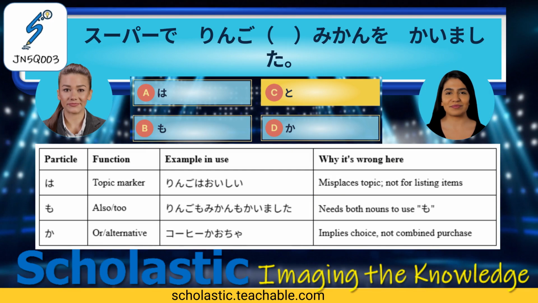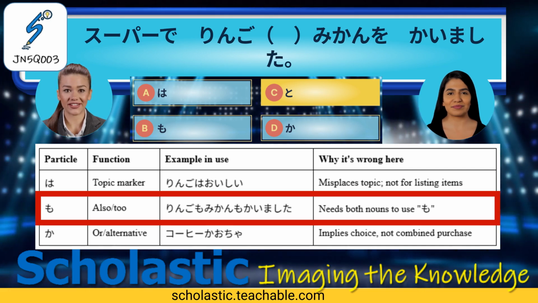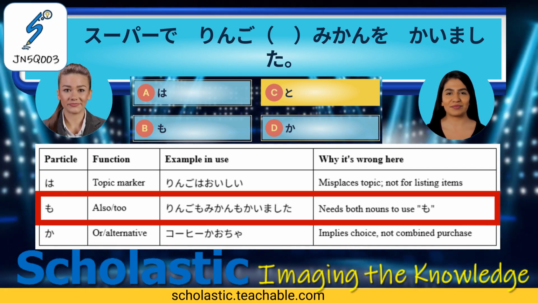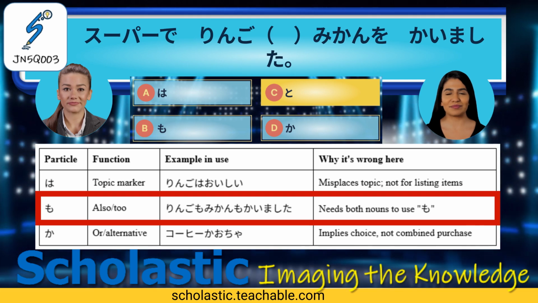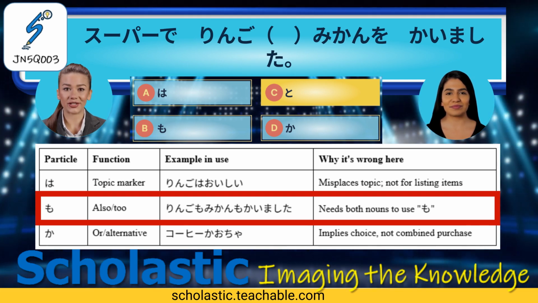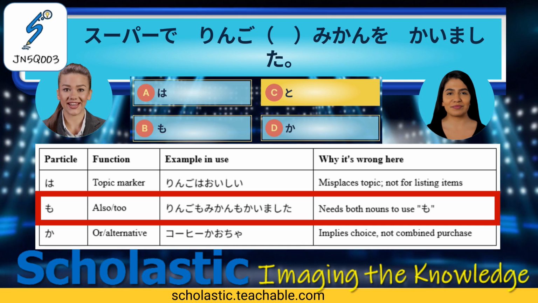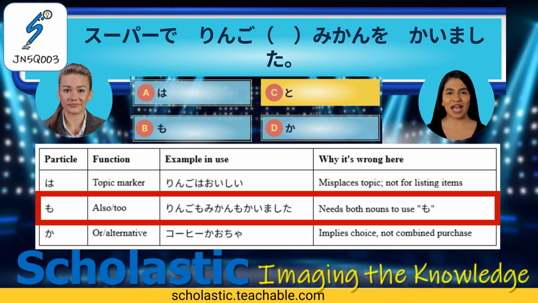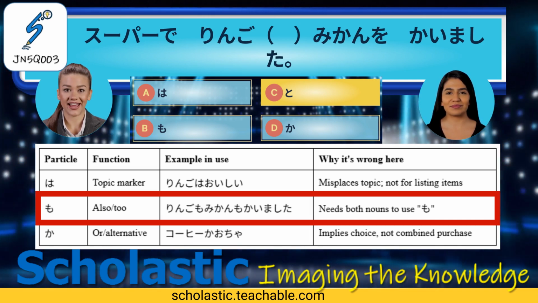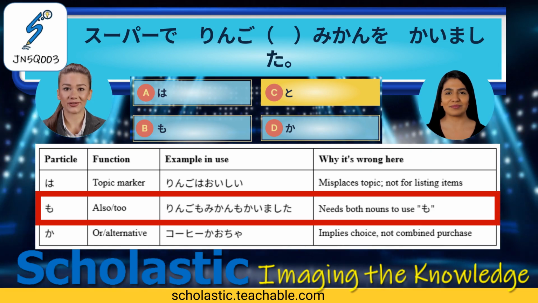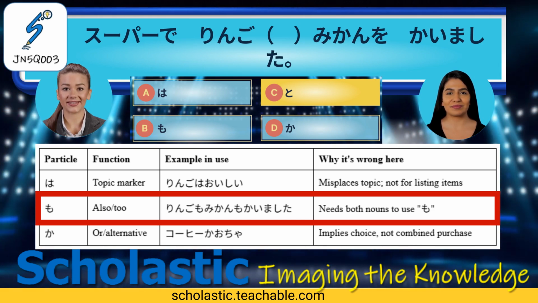も. Here it is used to express also or too. For example, リンゴも買いました。I also bought apples. も could be used if you were listing things separately to emphasize that each was also bought. Example, alternative style. スーパーでリンゴもみかんも買いました。I bought both apples and oranges. However, that structure requires both nouns to be followed by も, which is not the case in this sentence.